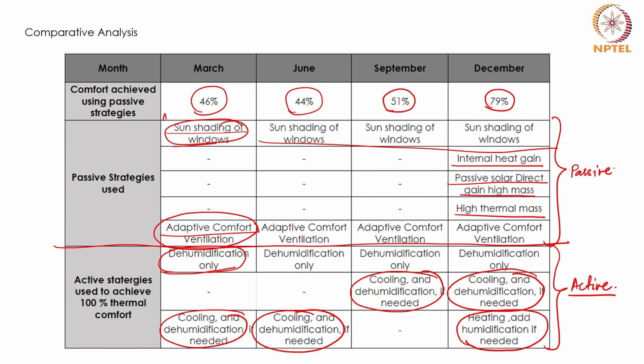So, sun shading of windows, adaptive comfort ventilation, dehumidification, and cooling and dehumidification are the 4 strategies that can be very useful throughout the year, with some additional strategies for certain months alone, in order to have 100% comfort hours throughout the year for Bengaluru. Now we will study the other aspects.